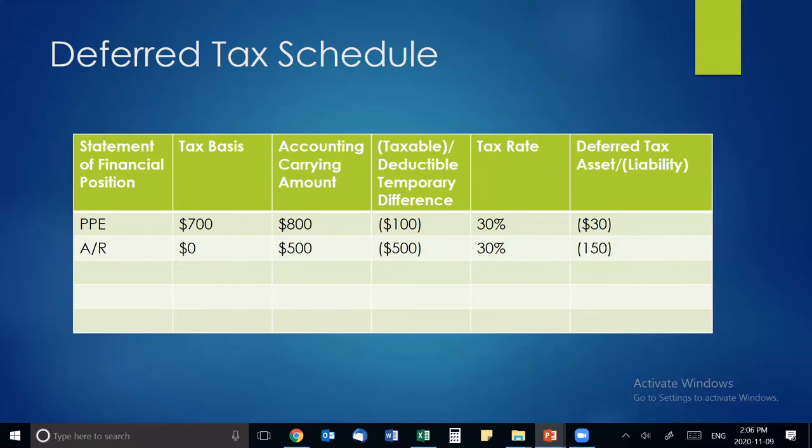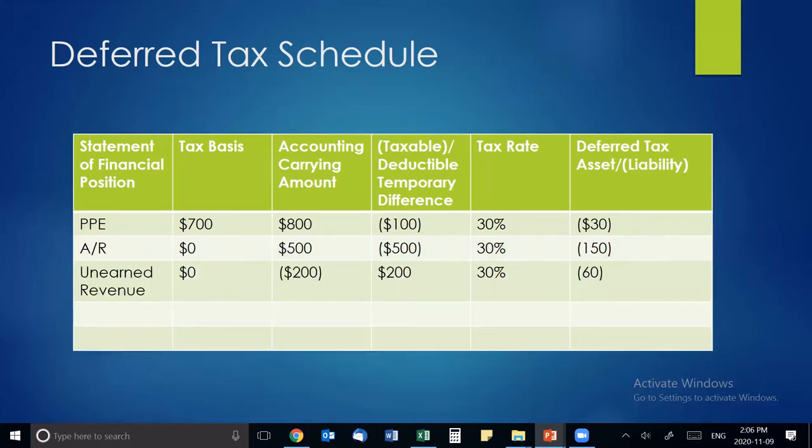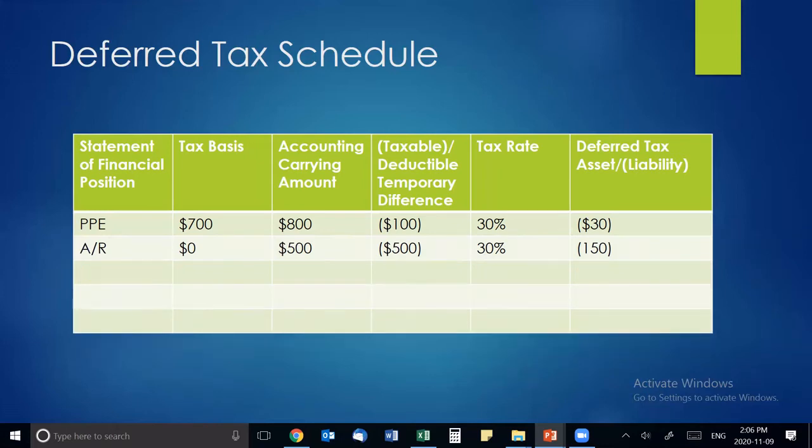Okay, so let's look at another example. Let's look at unearned revenue. Okay, so this is cash received before earning the revenue. So cash received before earning the revenue. We receive the cash, so we debit cash and we credit unearned revenue. So we received $200 of cash. We recorded an unearned revenue because we haven't done the work yet.